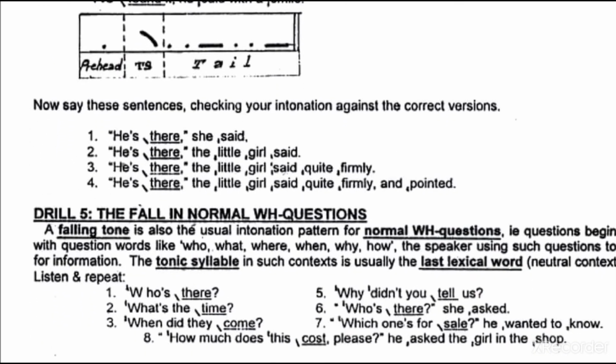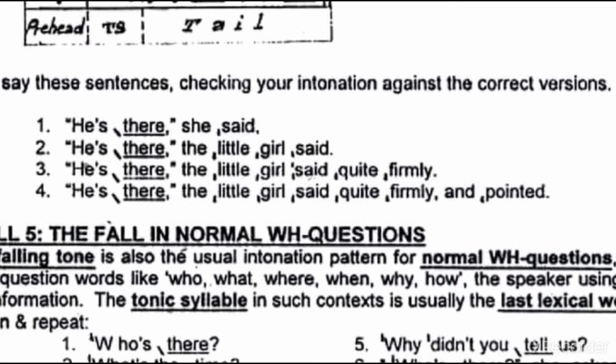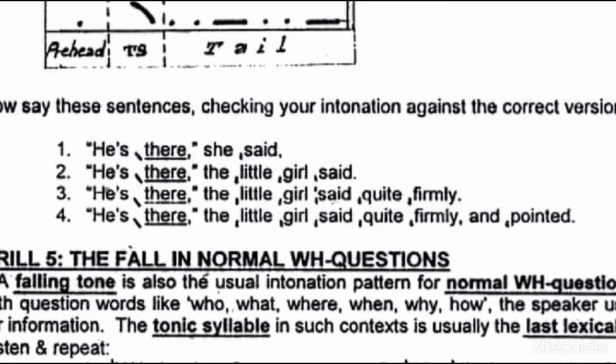Now we are going to see other examples and identify the tail in each sentence where we have explanations. And they all have a low fall tone. So number 1, he's there. So always the main sentence or main utterance is he's there. But we have different explanations. So number 1, he's there, she said. Where is the tail? She said. Number 2, he's there, the little girl said. The tail is the little girl said.